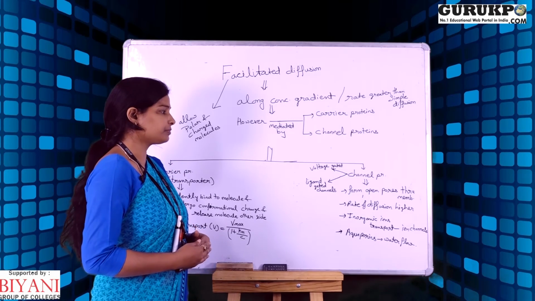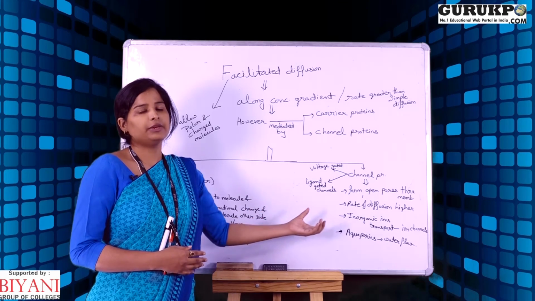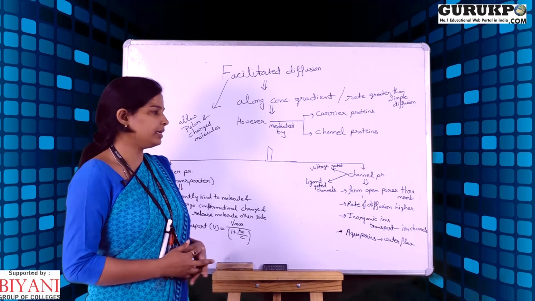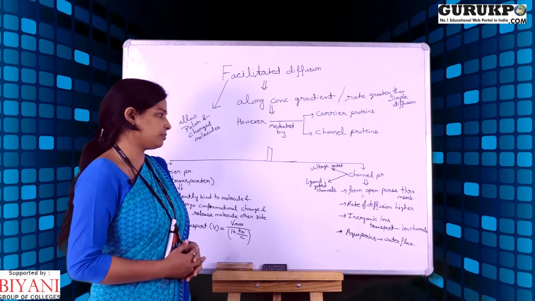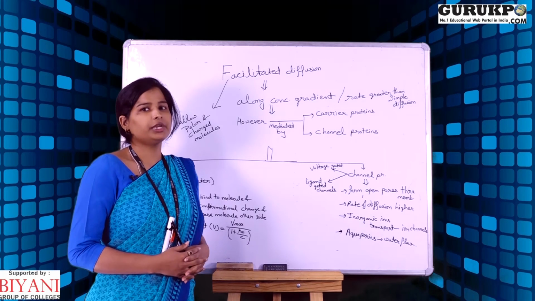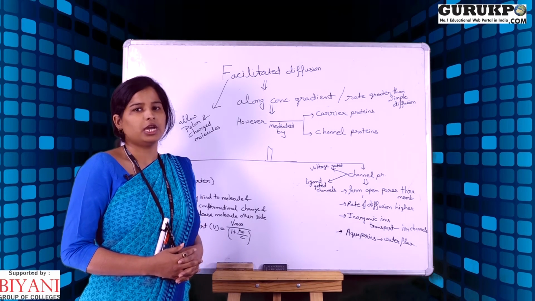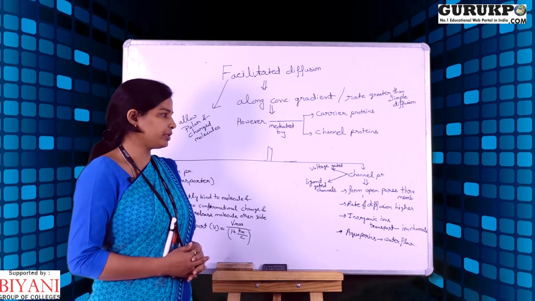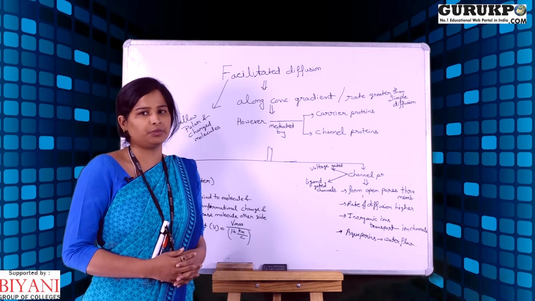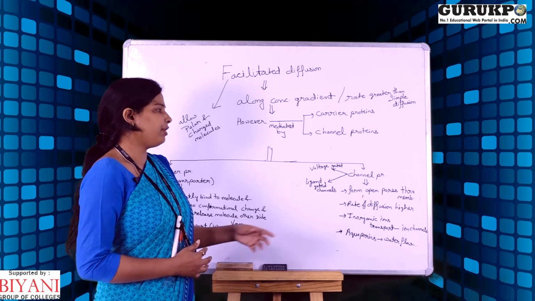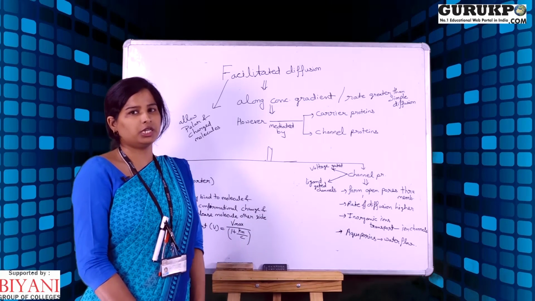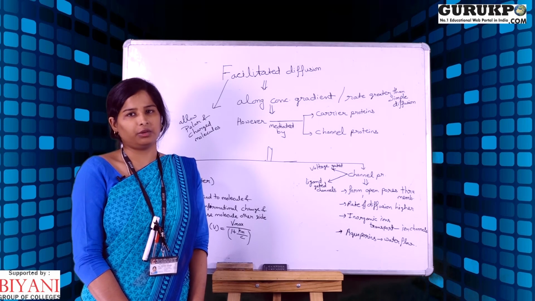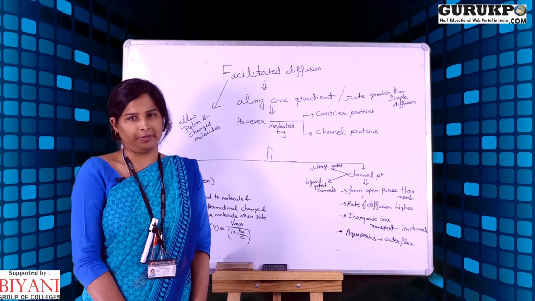The rate of diffusion in channel protein mediated transportation is higher than in carrier protein mediated transportation. The channel proteins involved in inorganic ion transportation are known as ion channel proteins, while the aquaporins are those channel proteins which are involved in the facilitated diffusion of water molecules across the plasma membrane.